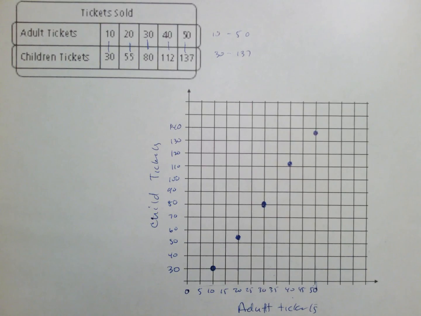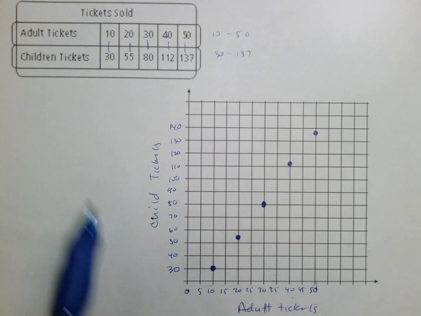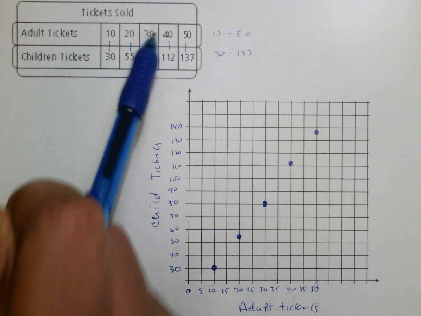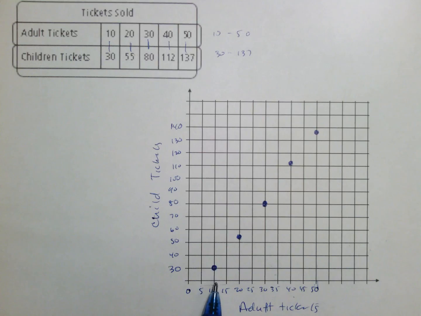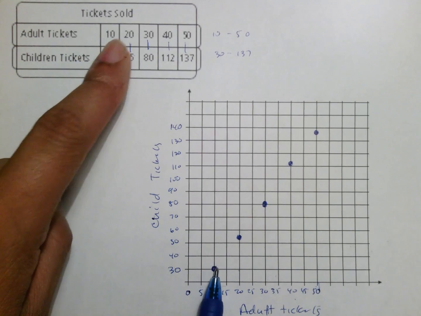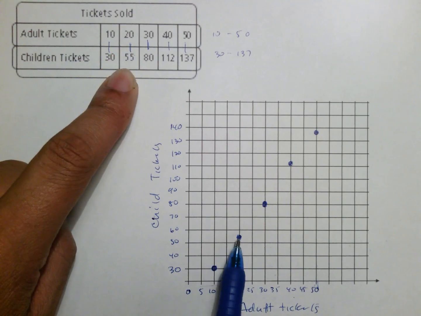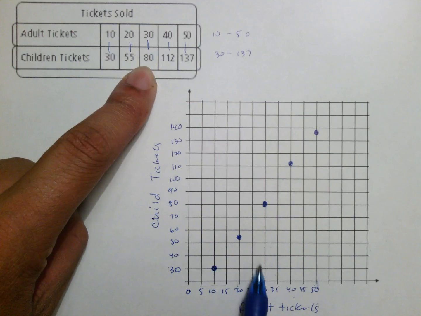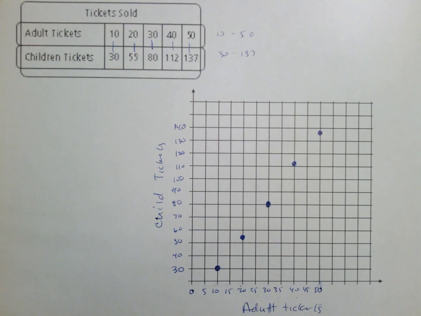Although this doesn't look as crazy as the ones that we've seen, this is kind of what we're looking at: our ability to make sure we understand how to plot these points. Again, this is always the first number. That's why we went over to 10, and then 30 for the second one. Then we went over to 20, and then up to 55, and then over to 30, and up to 80, and so on. That is how you make a scatter plot.